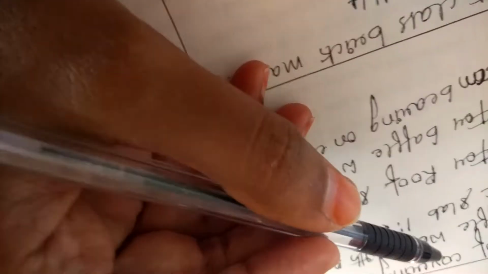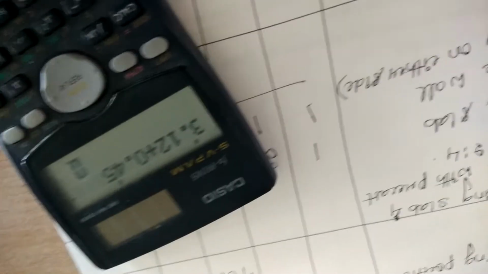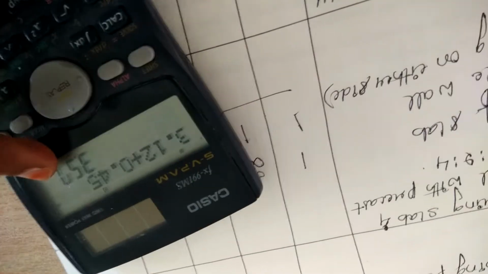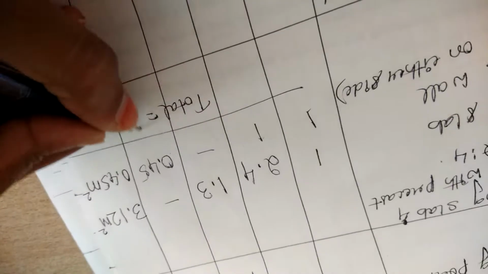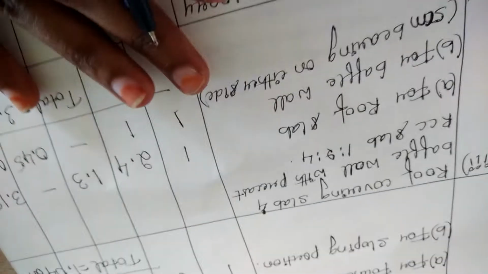Now, to find the roof covering slab quantity, the total quantity will be found by adding these two quantities. So let us add 3.12 with 0.45. On adding these two values, you will get 3.57. So the total quantity of RCC roof covering slab is 3.57 meter square. And that completes the third item of work.